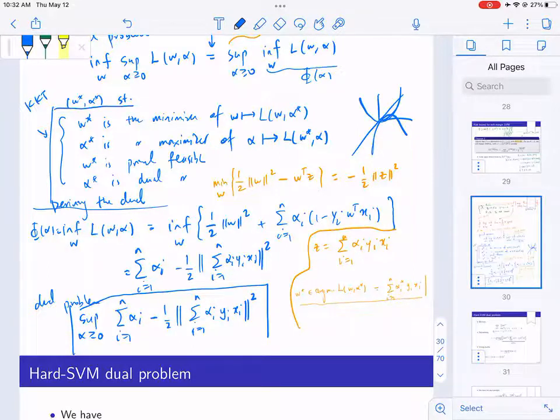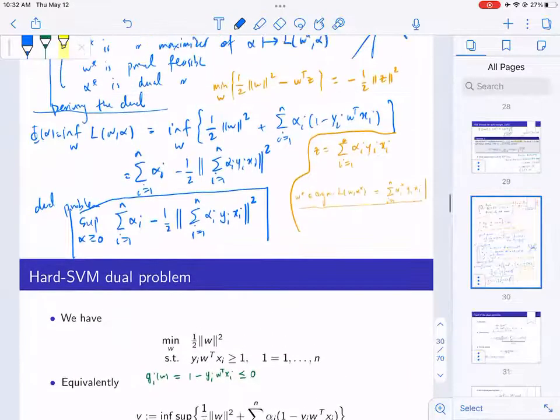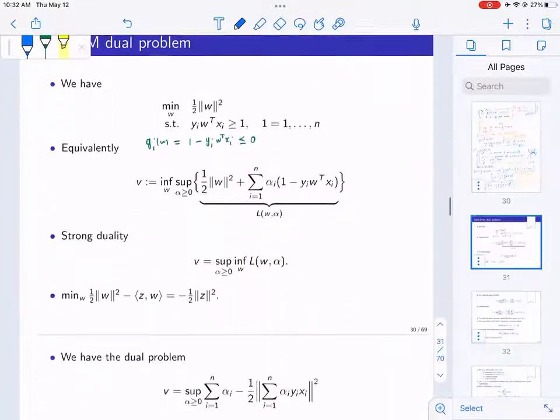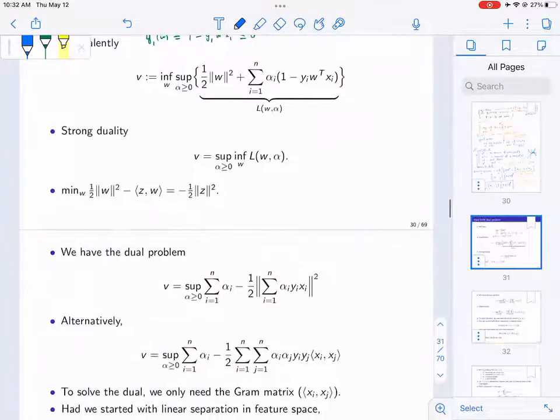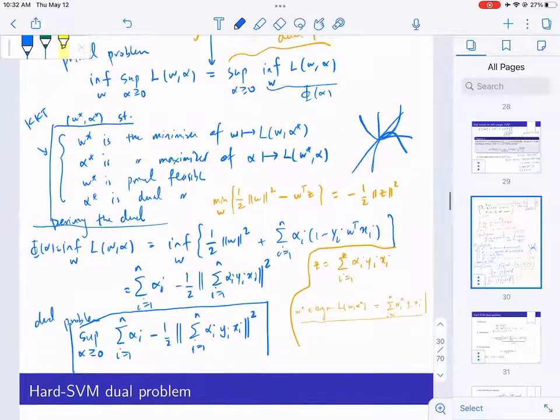It's another convex problem. Questions? Let's go down here. Yeah, so that's the dual problem. And then we can solve this for alpha. And if you have that alpha, the primal solution actually follows from this little calculation that we did here.